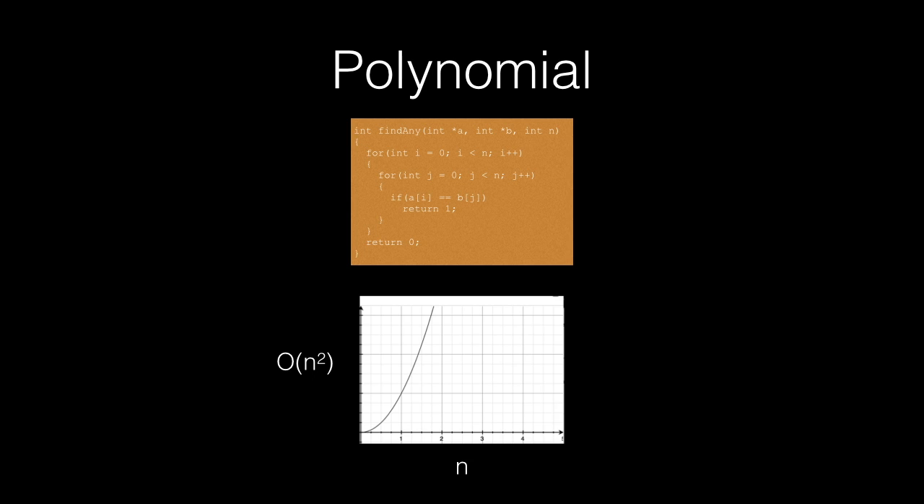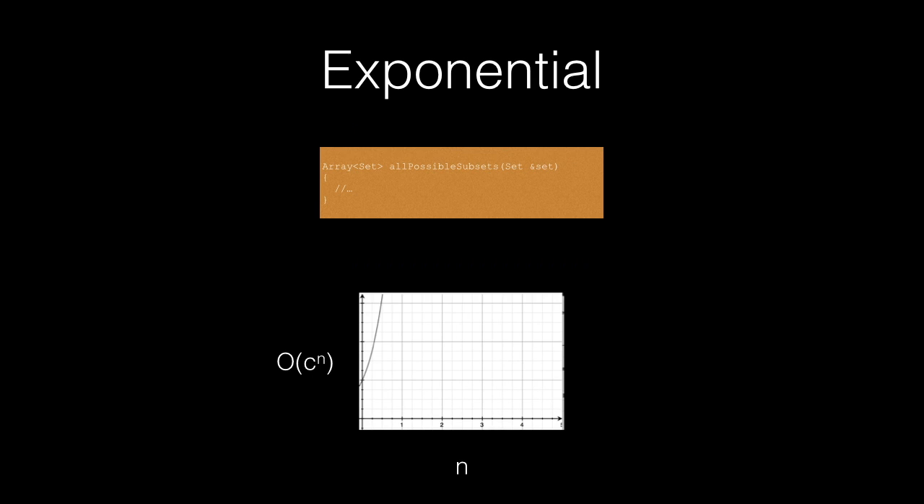An example of a polynomial time algorithm would be searching for any element of one array in any other element of another array. So you have to iterate over both of them. As the n increases, you have to look over a square of that many items. Polynomial time is considered rather poor.